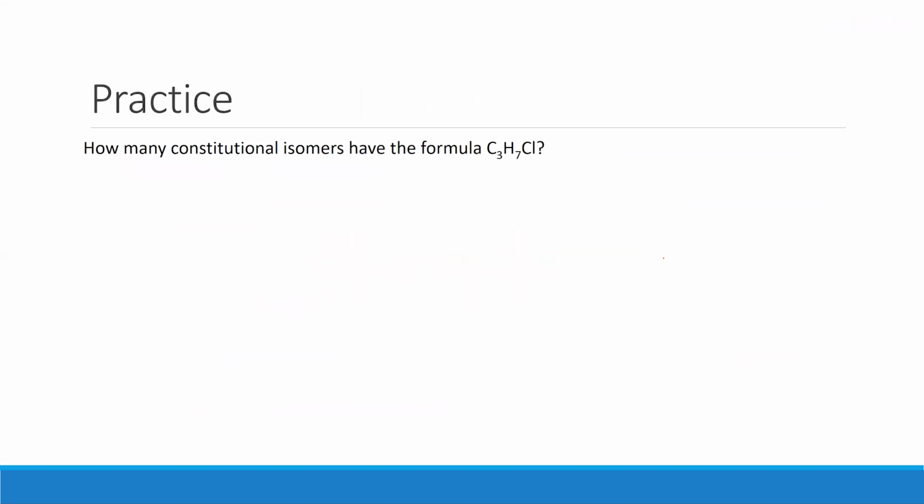So let's do a practice of this. Let's practice going from formula and understanding how many isomers can exist. So here we have the formula C3H7Cl. Now I'm going to write this out so you can think about going from the Lewis structure to drawing it in a connected way.